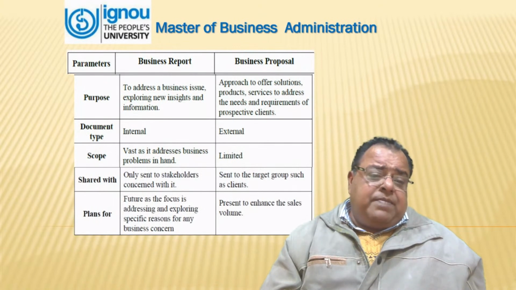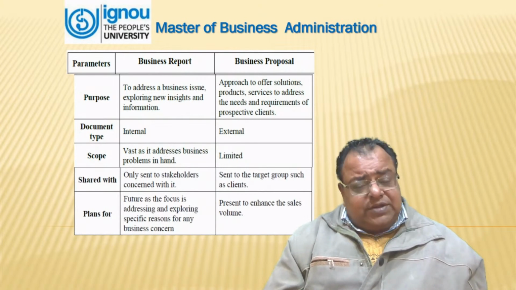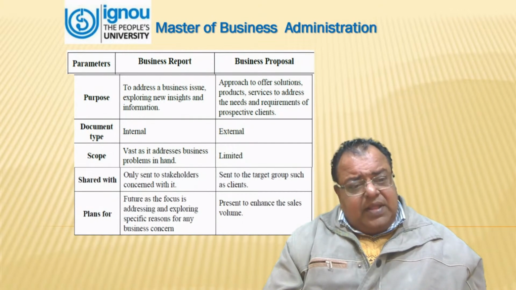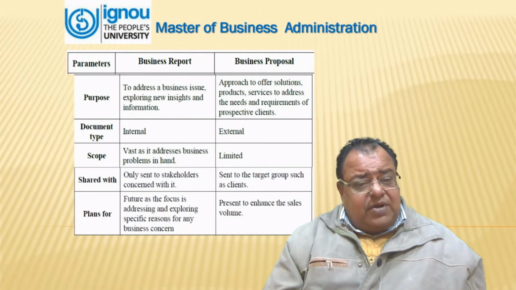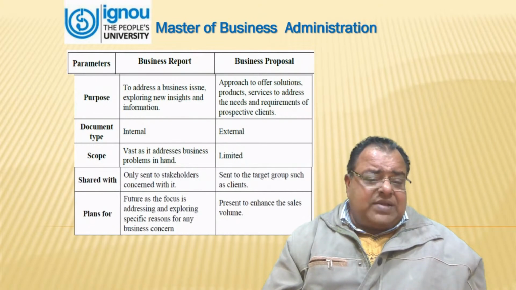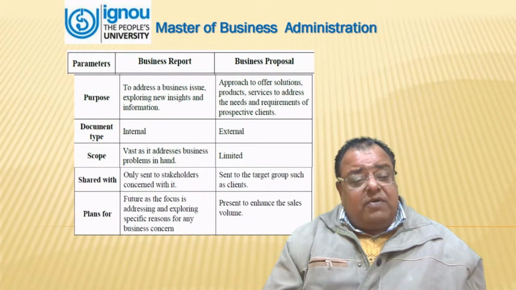As far as the purpose is concerned, the business report is to address a business issue, exploring new insights and information. Document type, no doubt, is internal because it is a report. Scope is vast as it addresses business problems at hand. It is shared with the stakeholders concerned with it. And what does it plan for? It plans for the future as the focus is addressing and exploring specific reasons for any business concern.